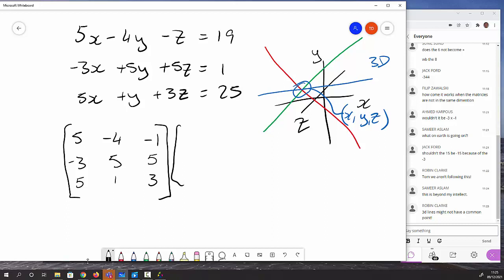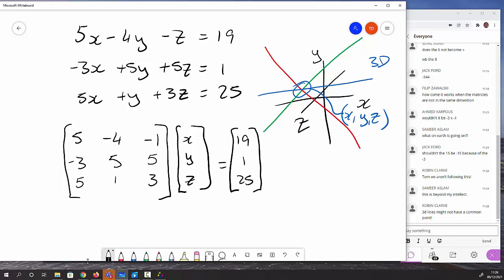I need to multiply that by x, y, and z, and set that equal to the matrix of constants, which is 19, 1, and 25. Okay, so what we've done here is we've taken 3 equations and we've rewritten them in matrix form.